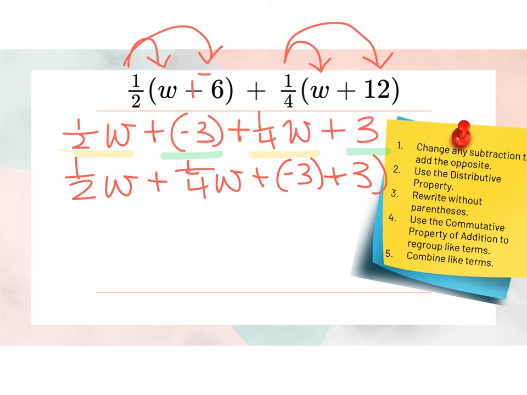So when I rewrite this, I can actually just put next to that this is the same thing as 2/4. If it can be solved mentally, go ahead and do that. So 2/4 plus 1/4 is 3/4 w. And I also see that I'm adding -3 plus 3 on the end here. Not sure why I had that in parentheses, but I did. -3 and 3 are opposites. Opposites when added together equal 0.